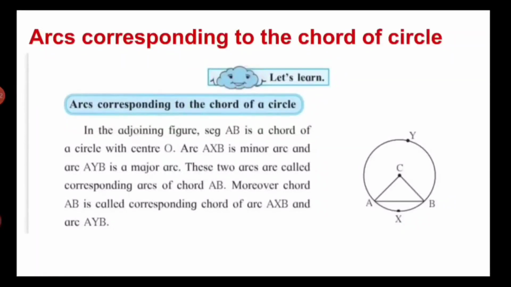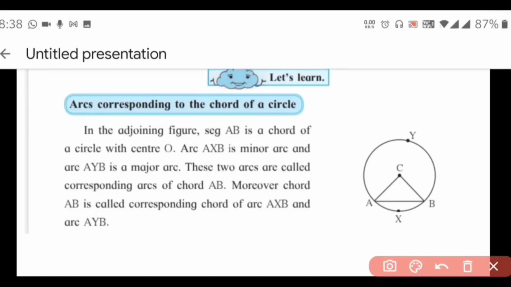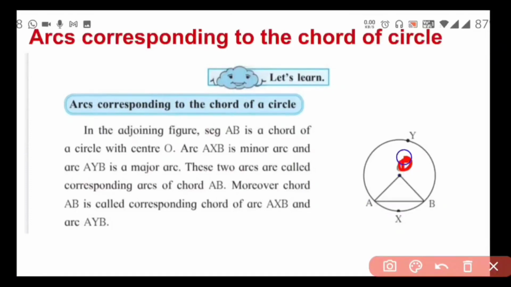So let us learn few terms related to circle in the beginning. Arcs corresponding to the chord of a circle. In the adjoining figure, seg AB is a chord of the circle with center O. Here there should be center O instead of C. By mistake C is printed over here, it should be O. So segment AB is the chord of the circle.